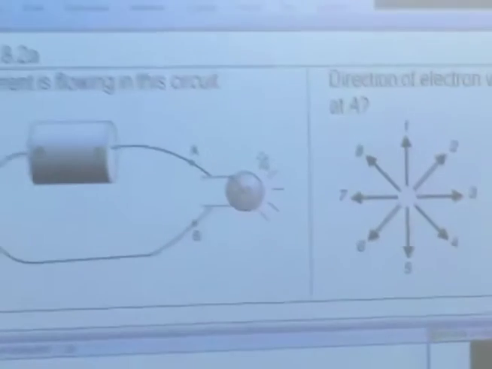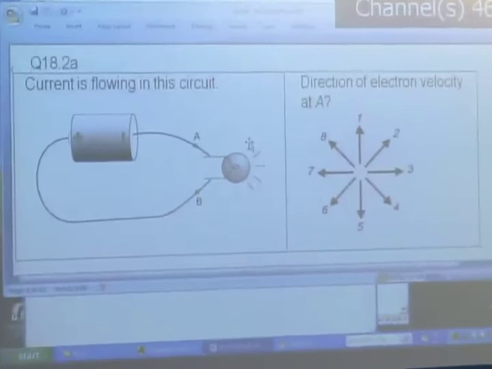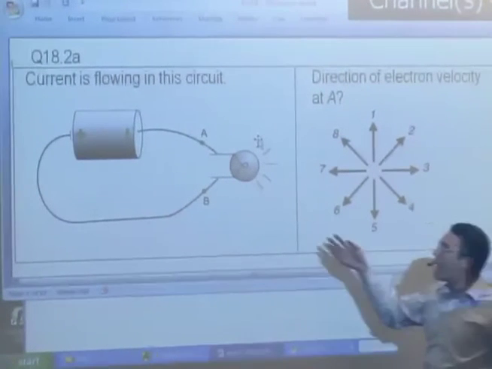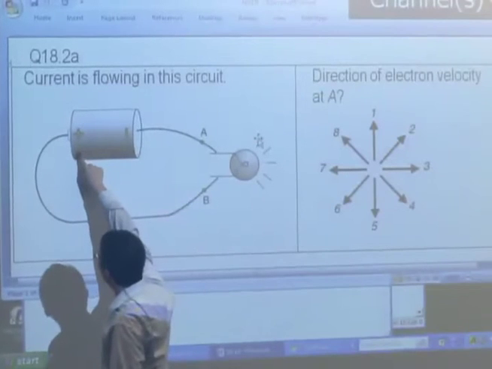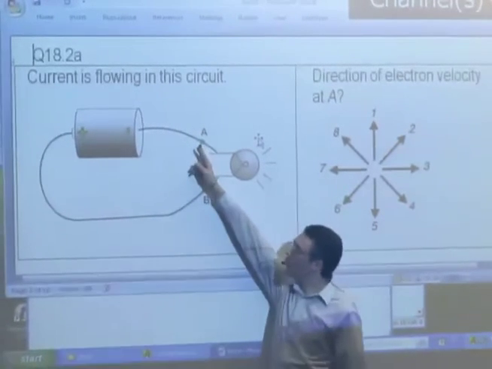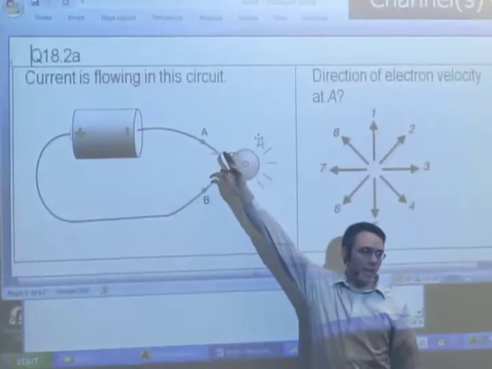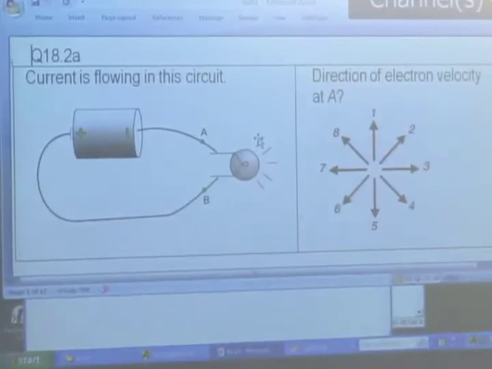And in fact, let's back up a little bit. If I have a battery, and this is the positive terminal of the battery, and this is the negative terminal of the battery, what direction are the electrons moving at A? What directions are the electrons going to be moving at A? How do they move?